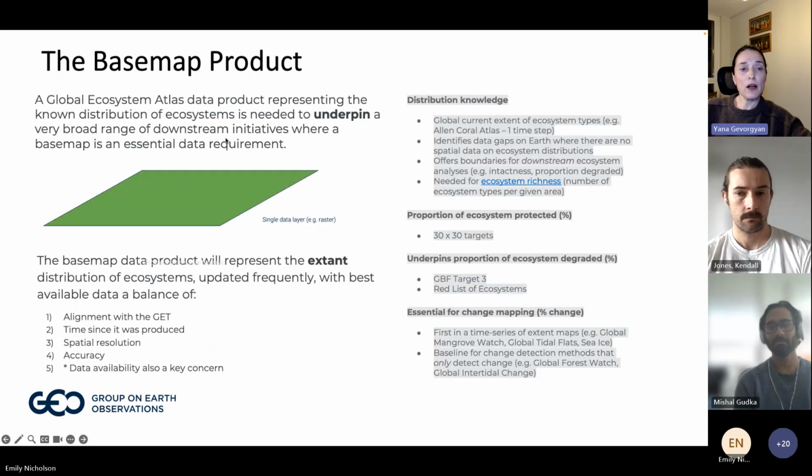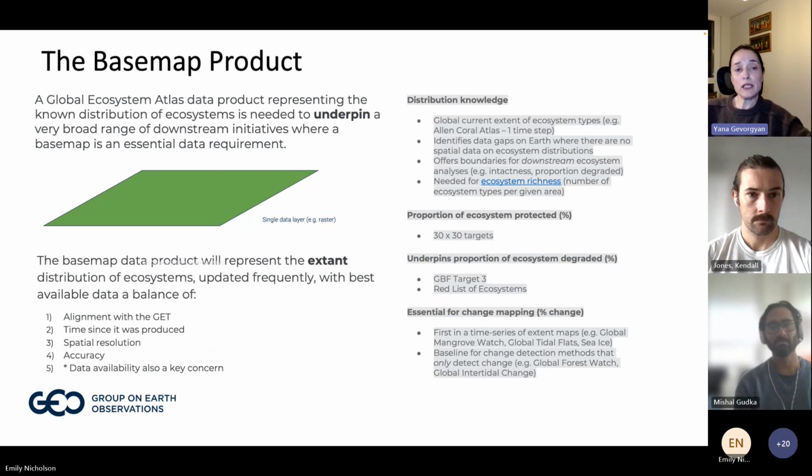So the product of the Atlas will be the base map. This base map, as I said earlier, will underpin a very broad range of downstream initiatives that require a base map for those applications. And in Emily's presentation, we heard that Red List Ecosystem is certainly one of those applications that will require a base map of ecosystem extent and then also ecosystem change.